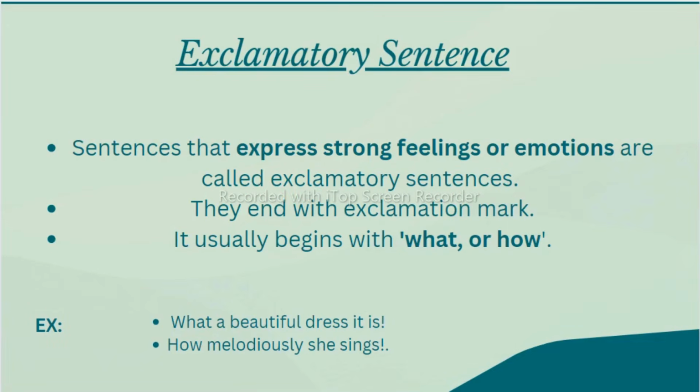Now students, let's see the last type of sentence, that is exclamatory sentences. Sentences that express strong feelings or emotions are called exclamatory sentences. They end with an exclamation mark. If you find an exclamation mark at the end of the sentence, then it is an exclamatory sentence. It usually begins with what or how. For example, you can see here: what a beautiful dress it is! You will find the exclamation mark at the end. How melodiously she sings! These types of sentences are called exclamatory sentences.